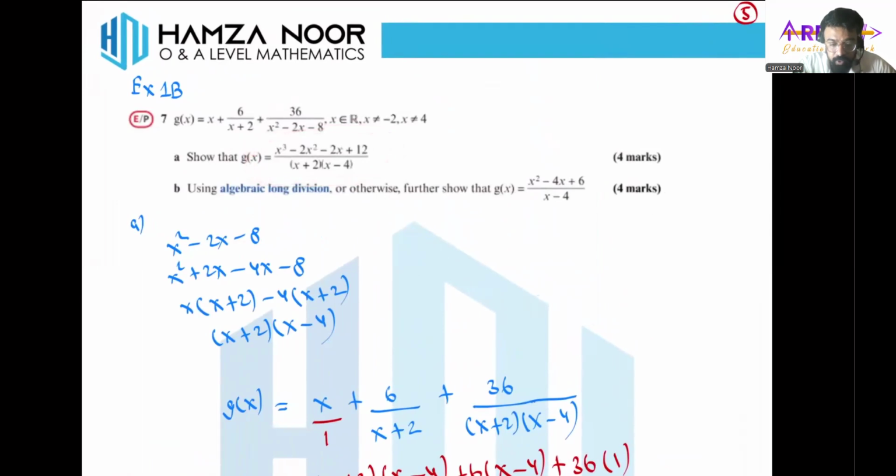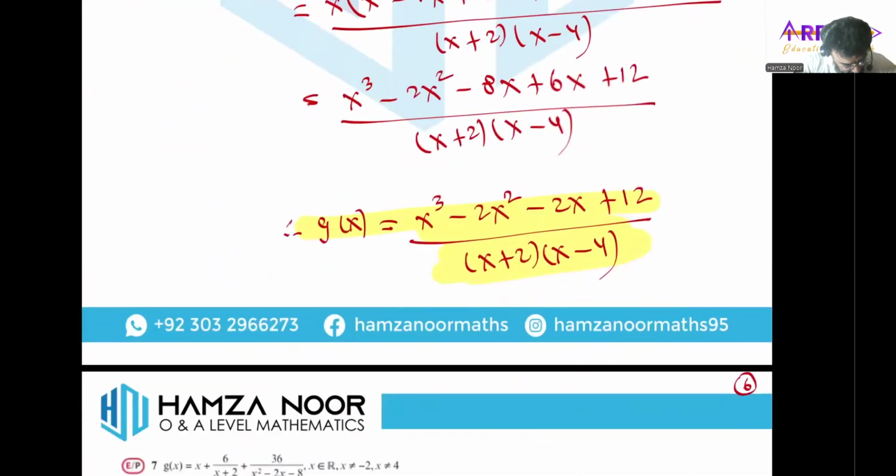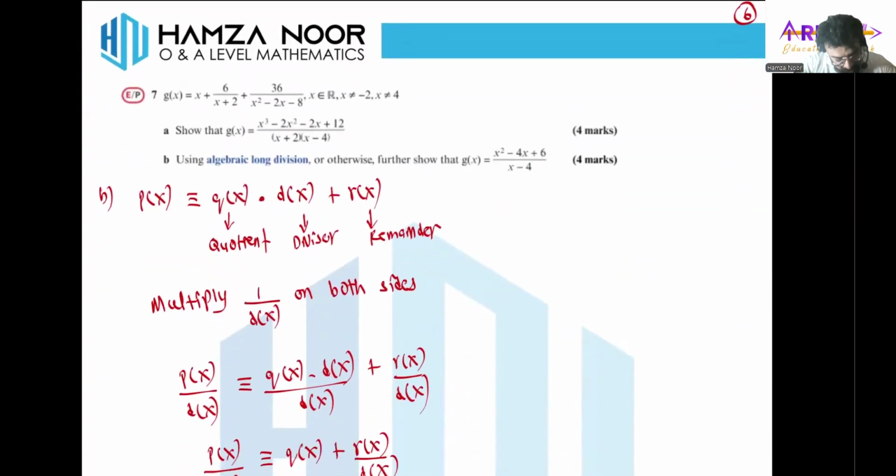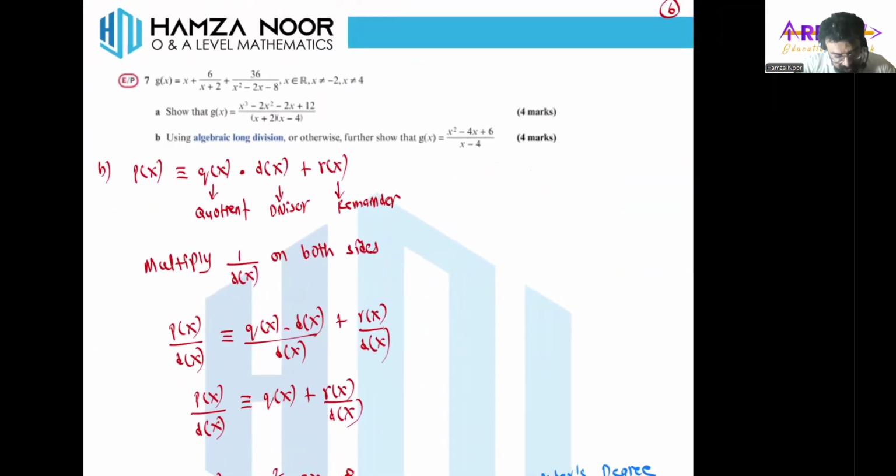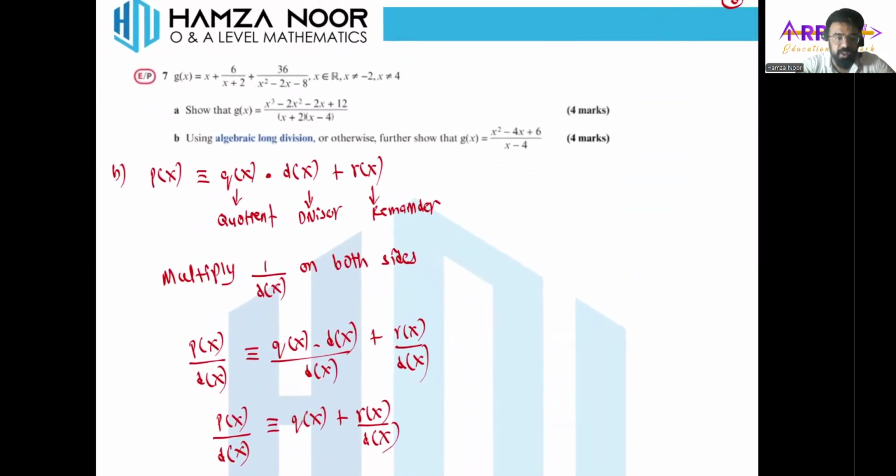All right. So this is supposed to be your answer to part A. So now let's move on to part B. So now coming on to part B on the very next page. First of all, I have mentioned this basic identity which you have been studying since P2. This is a basic polynomial relationship, or you can say a basic polynomial identity. That polynomial is identical to quotient multiplied by divisor and then plus remainder.